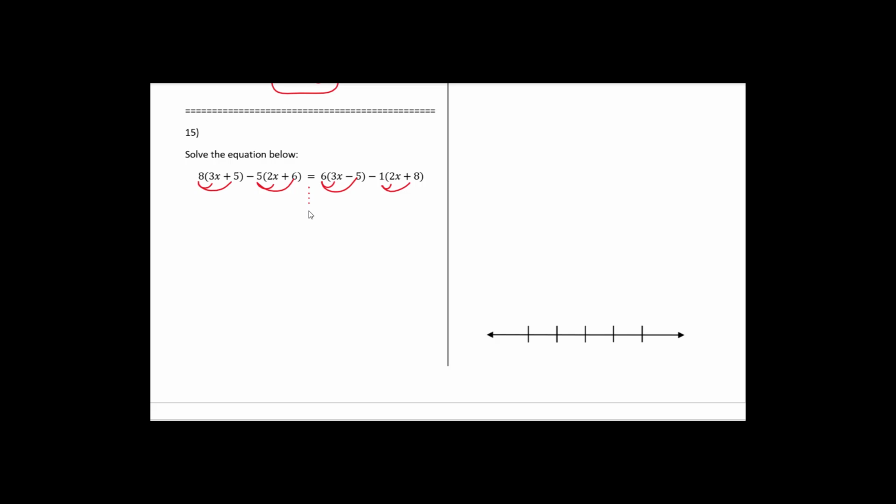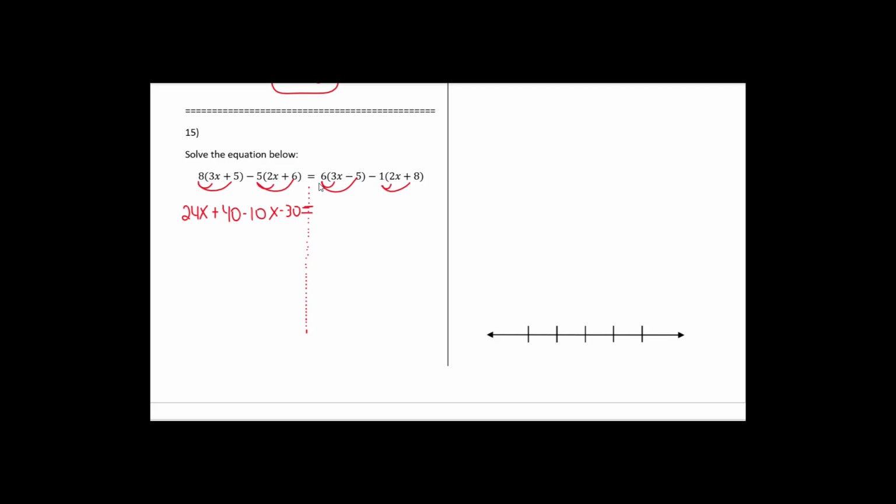Please remember there's a border right there. Okay, 8 times 3 is 24x. 8 times 5 is 40. Negative 5 times 2 is negative 10x. Negative 5 times 6 is negative 30. And don't forget the equal sign.